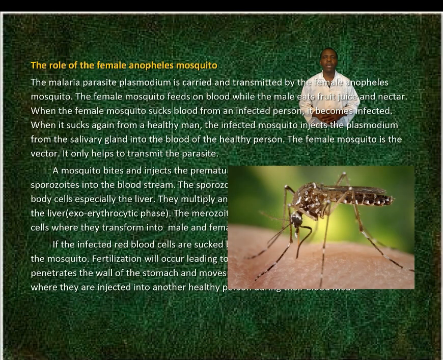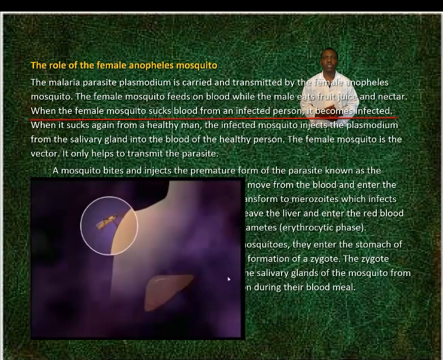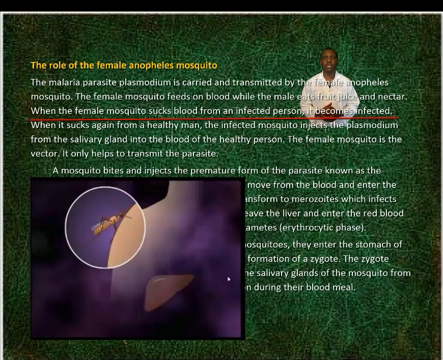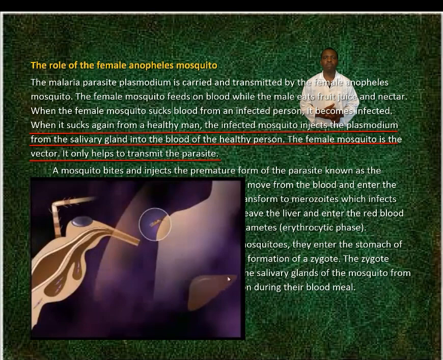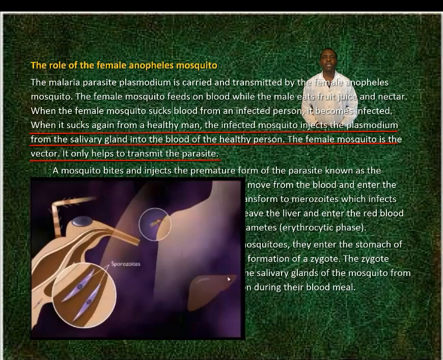The role of the female Anopheles mosquito. The malaria parasite Plasmodium is carried and transmitted by the female Anopheles mosquito. The female Anopheles mosquito feeds on blood while the male eats fruit juice and nectar. When the female mosquito sucks blood from an infected person, it becomes infected. When it sucks again from a healthy man, the infected mosquito injects the Plasmodium from the salivary gland into the blood of the healthy person.